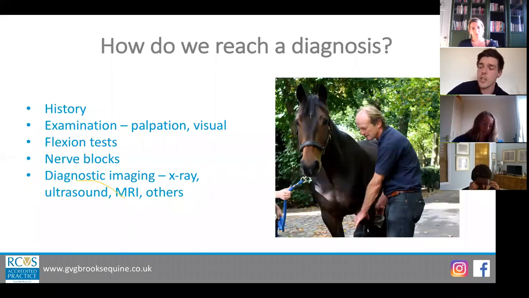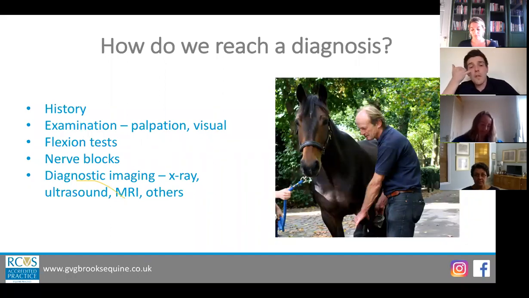And those nerve blocks are desensitizing specific areas of the limb with local anesthetic, normally in quite a systematic approach. And we're trying to localize the region of pain so that we've got a region of interest somewhere on the leg, and then we can look into that area in a bit more detail. So if the lameness is improved after a nerve block, so after we've desensitized that area, that means that we're concerned that area is probably contributing to the pain or to the lameness.